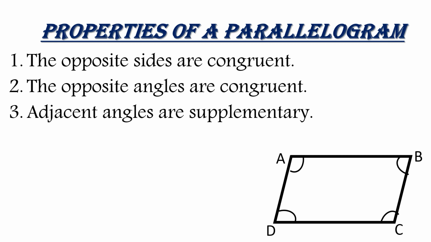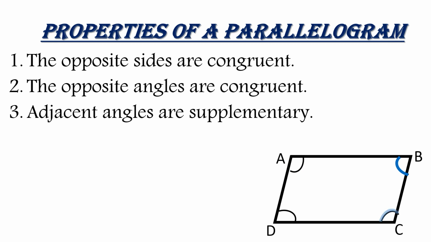Adjacent angles are supplementary. In this figure, angle A and angle B are one pair of adjacent angles. You can say they are consecutive angles and they are supplementary. It means the measure of angle A plus the measure of angle B is 180 degrees.